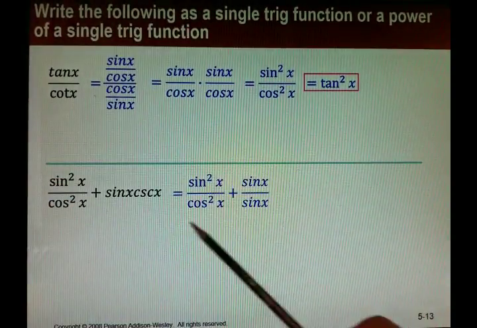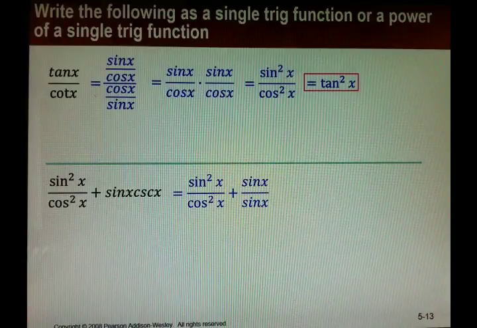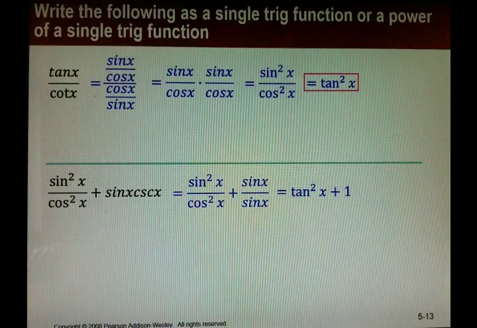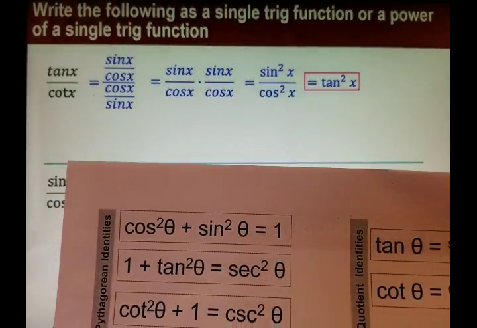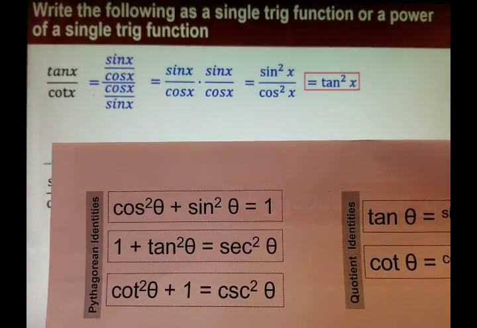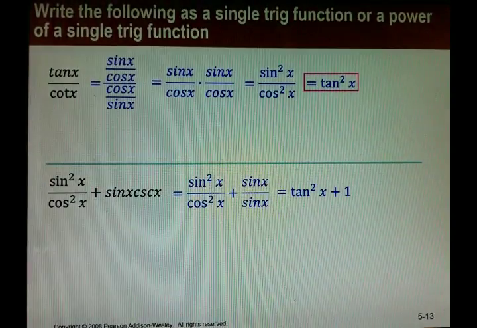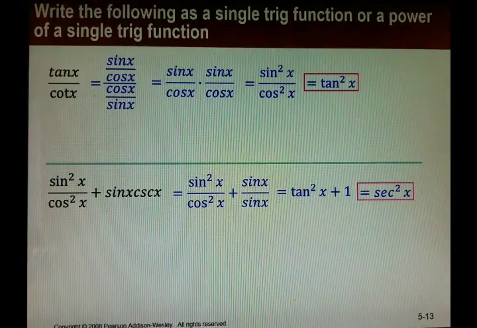See, this would lead to tangent squared plus 1. If you have tangent squared plus 1, take a look at your Pythagorean identities again. Tangent squared plus 1 is secant squared. And that answer is then secant squared.